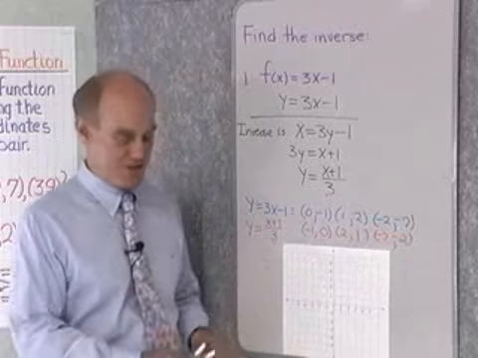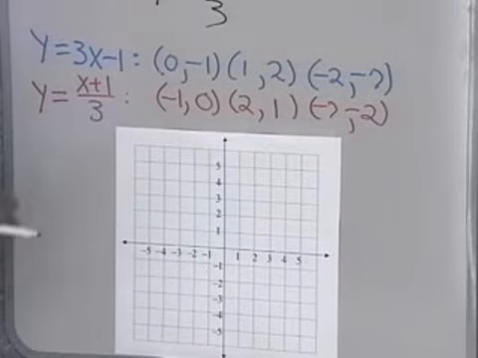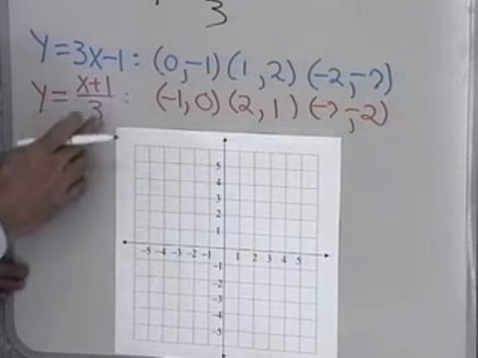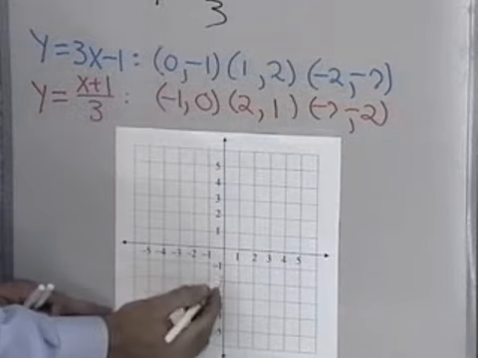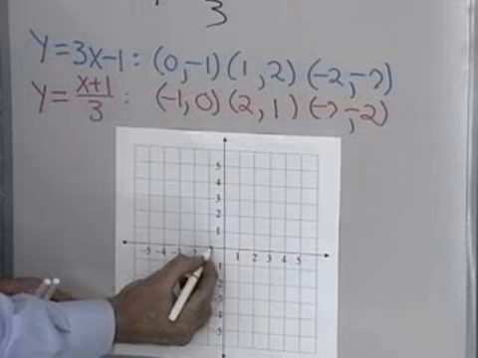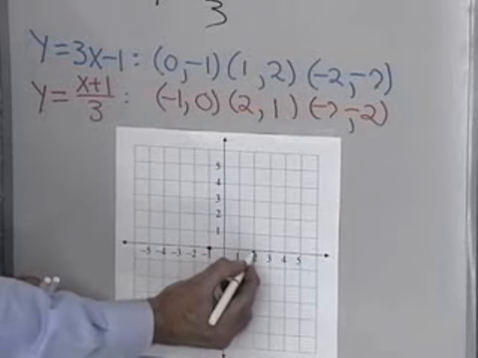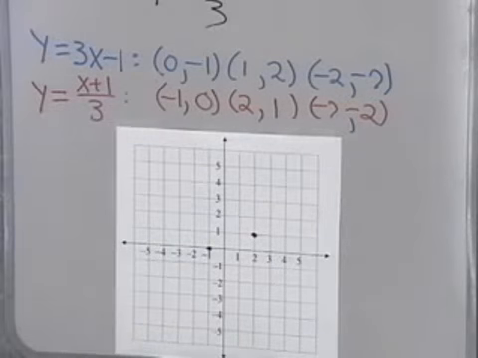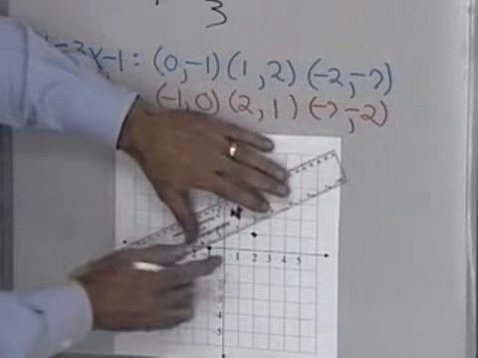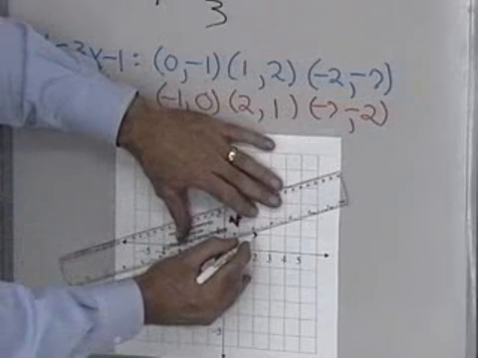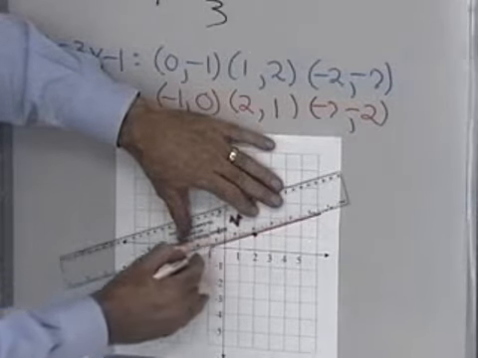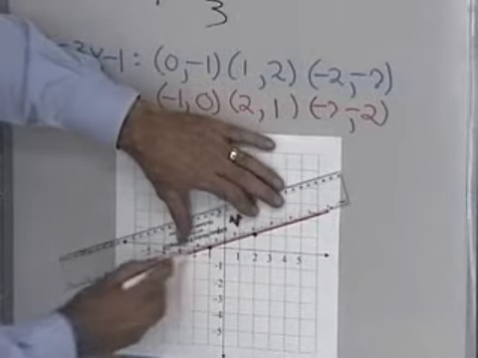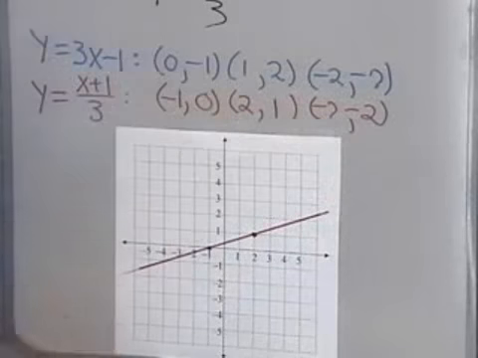Let's look at the graphs of these two. First of all, let's graph this inverse right here, y equals (x plus 1) over 3. I'll use these 2 points. X is equal to negative 1, y is 0, and x is equal to 2, y is equal to 1. So there's that point. Now let me draw a line between those 2 points and see what we get here. Let's see, it looks about like that. Okay, so that red right there, that's the graph of the inverse.